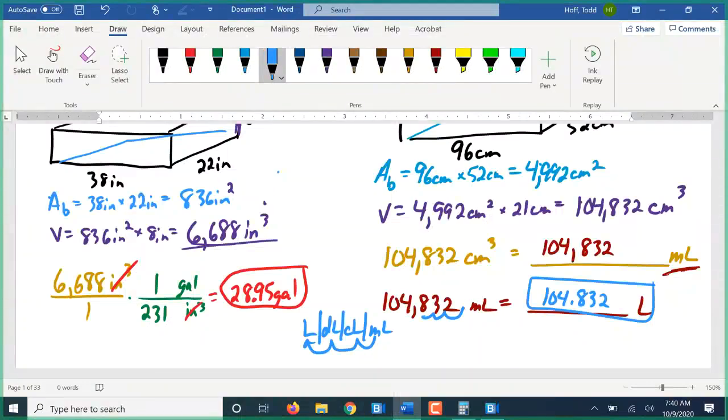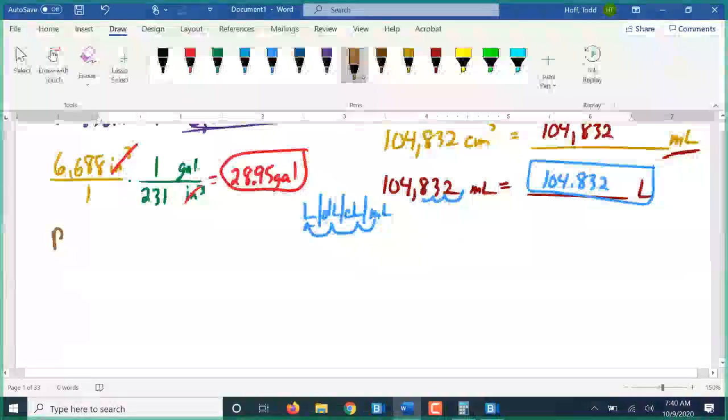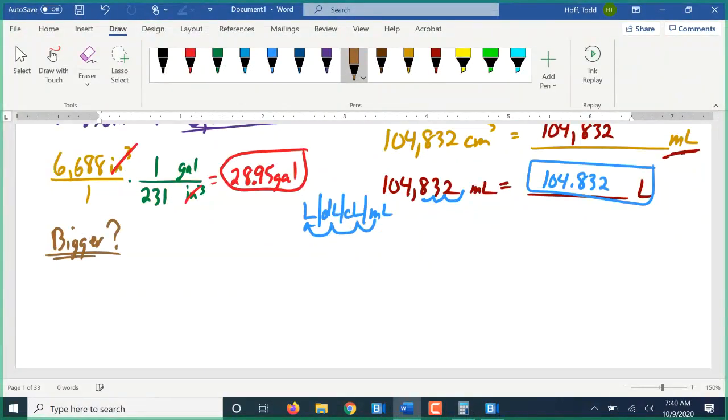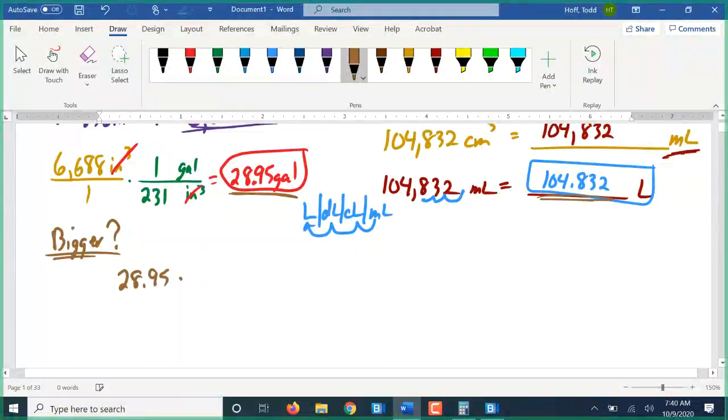Now, a side question here, it wasn't part of the problem, but I'm going to throw it out there anyway. Which is bigger? Well, I have to convert one way or another. Either I have to take the 28.95, turn it into liters, or the 104.832 and turn it into gallons. Let's do the gallons to liters. Let's take the 28.95 gallons, put it over 1. 1 gallon is 3.785 liters.